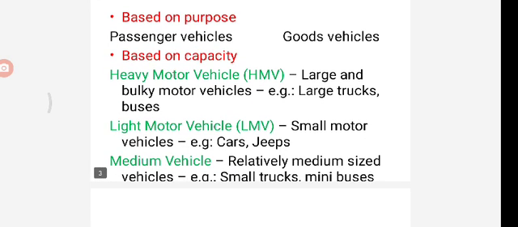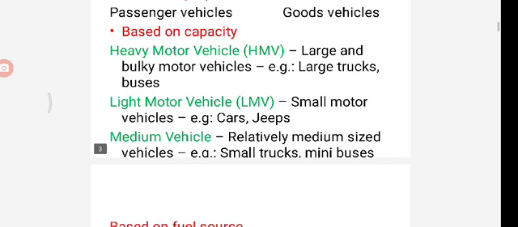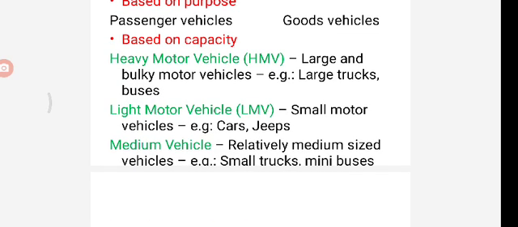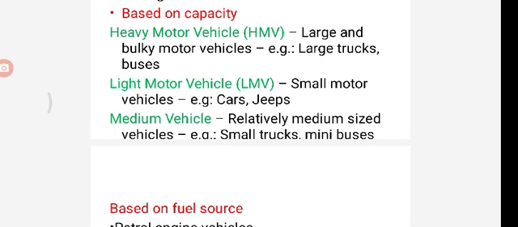Next, based on capacity. It is divided into three types: heavy motor vehicle, light motor vehicle and medium vehicle. In heavy motor vehicles, we have large and bulky motor vehicles, for example large trucks, lorries, buses. Next, light motor vehicles are small motor vehicles, for example cars and jeeps. Next, medium vehicles are relatively medium-sized vehicles, for example small trucks and mini buses. So that is the division based on capacities.